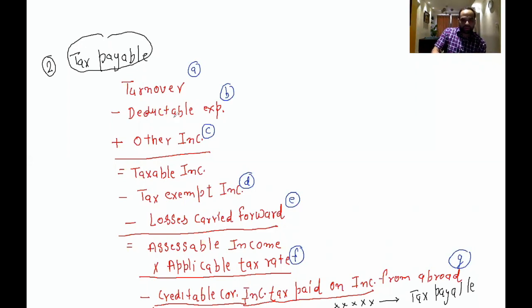So all these, B, we have B1 and B2, the deductible and non-deductible. So we will study 1, 2, 3, 4, 5, 6, 7. So 7 important components that we must know if we want to estimate taxable income. All right? So let's start with the turnover.